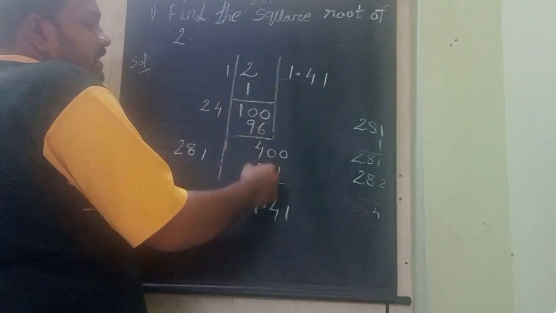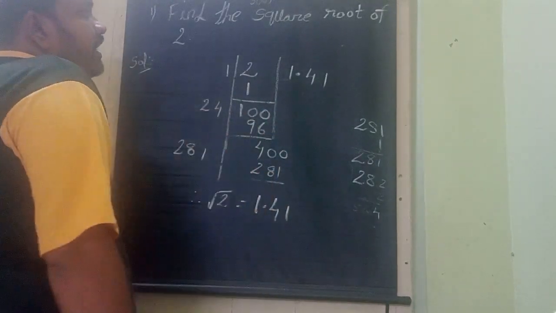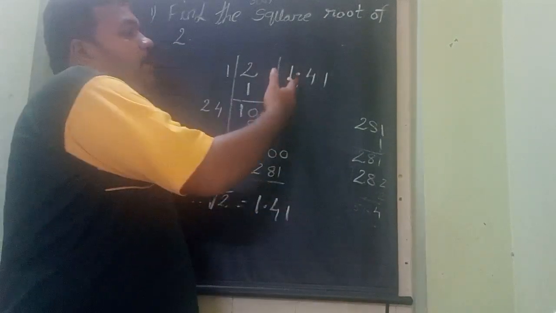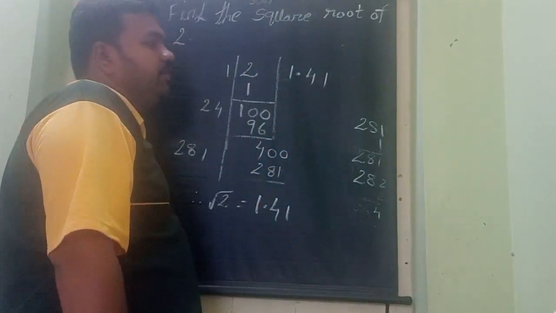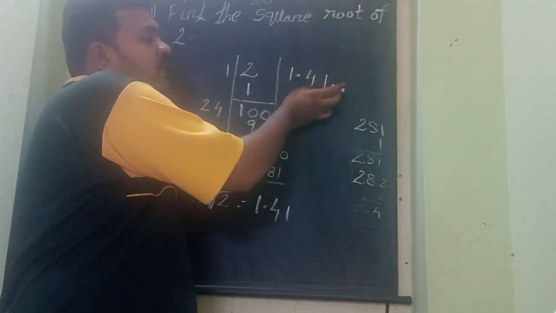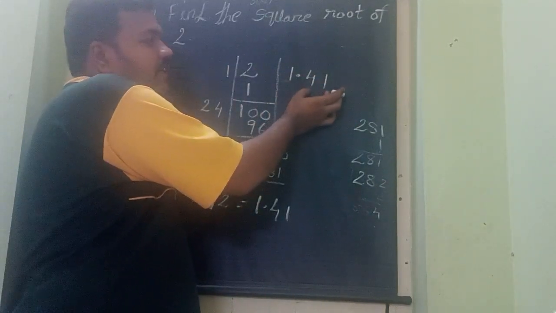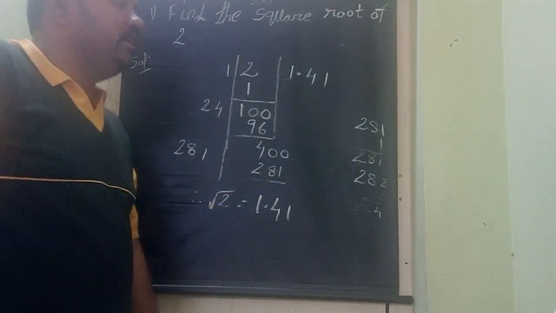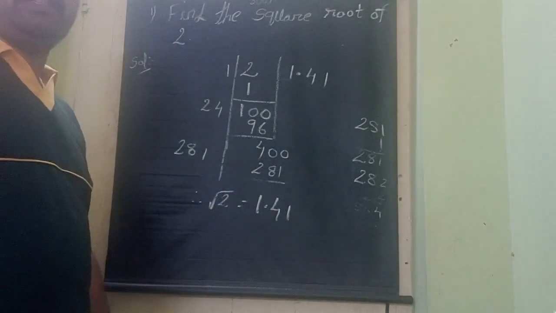If they ask for the third digit, you again have to go on. In this sum, they did not ask how many digits you have to find. That's why after the decimal point, only 2 digits or 1 digit is your wish. So it is always possible to take 2 digits after the decimal point. Like this, you have to find the square root by the division method for irrational numbers.